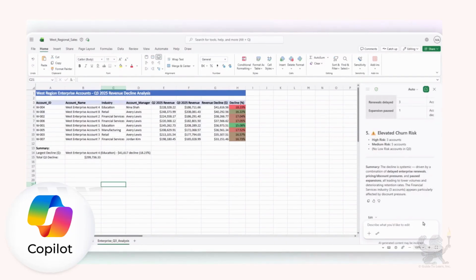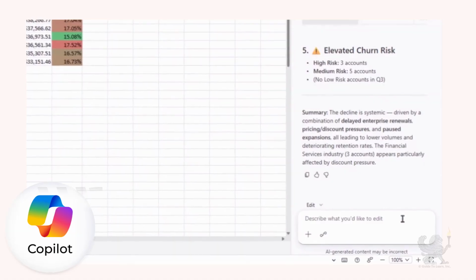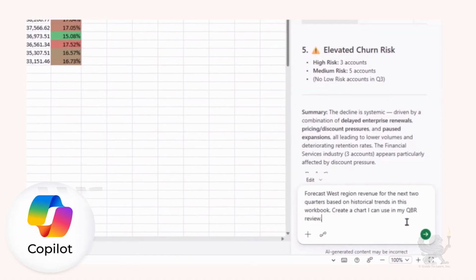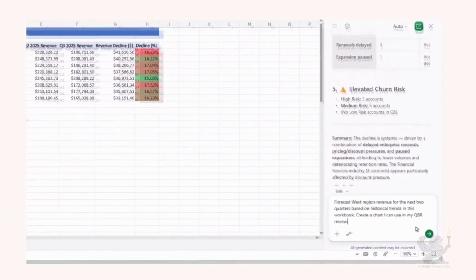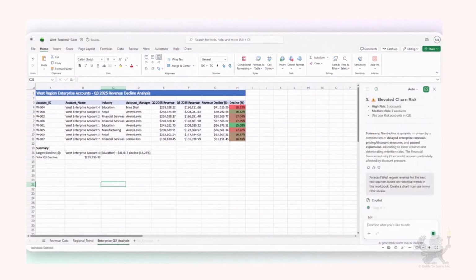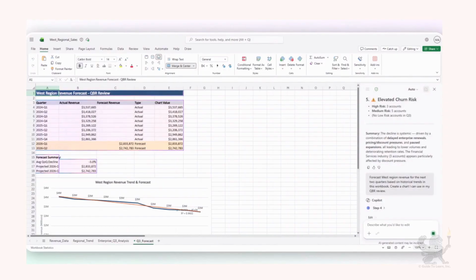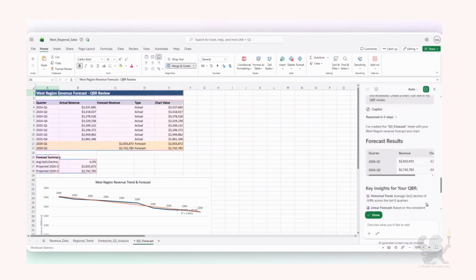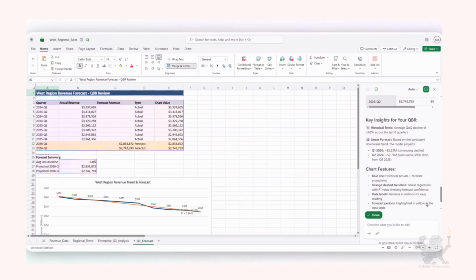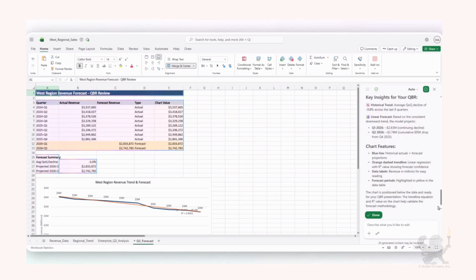Now that Alex understands what's driving the decline, she needs a forward-looking view for the QBR. She asks Copilot to generate a forecast based on the data in the workbook. Copilot recognizes this as a forecasting task and uses Copilot with Python to run a more advanced analysis. It generates a forecast and inserts both the data and a chart directly into the sheet. Now Alex has more than just a view of what happened. She has a data-backed projection of what's likely to happen next.